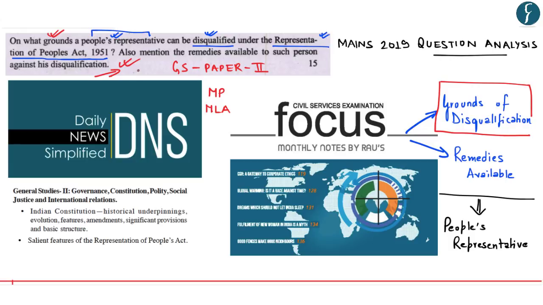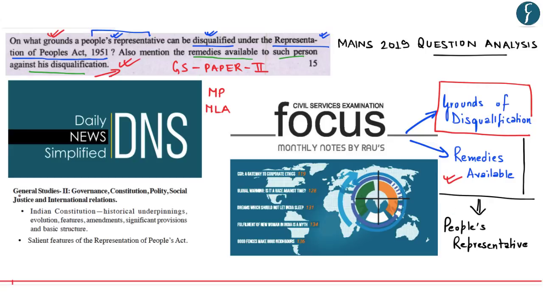The second part of the question says that also mention the remedies available to such person against his disqualification. So the second aspect of this question pertains to the remedies available to such person with respect to his or her disqualification under the Representation of Peoples Act of 1951.